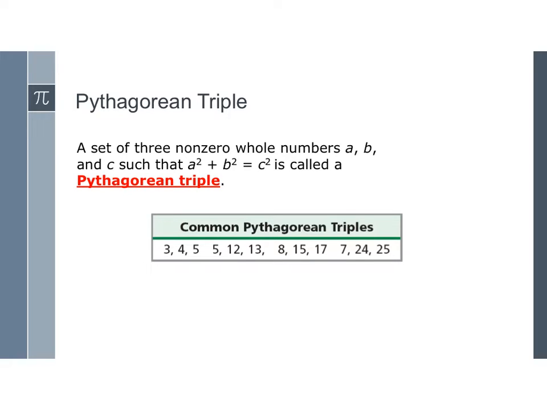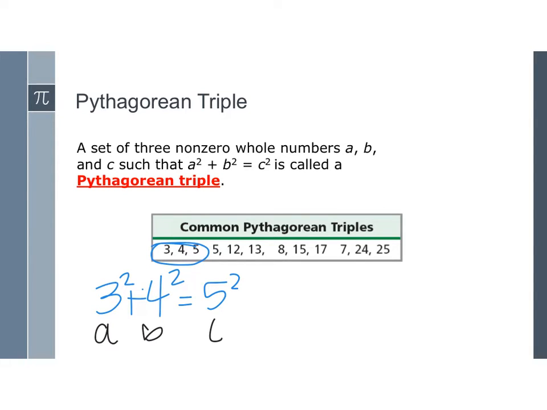So we know, and I've mentioned this before in class, that 3, 4, 5 is a very common Pythagorean triple, because if I take 3 squared plus 4 squared, it's going to equal 5 squared. And we know that these are going to be a, b, and c, because c is always our biggest number. And these here, like it says in this box, are the most common Pythagorean triples.